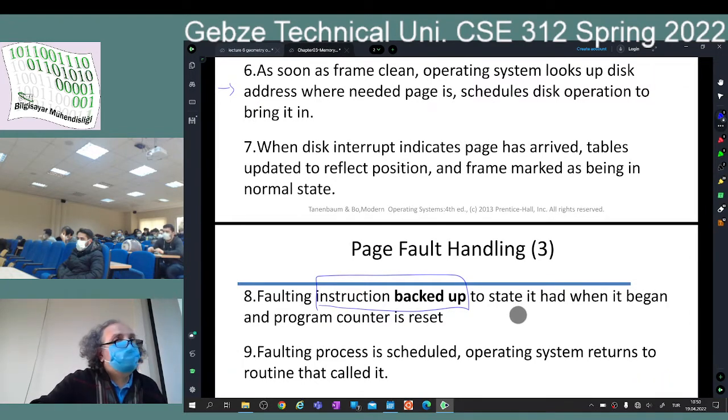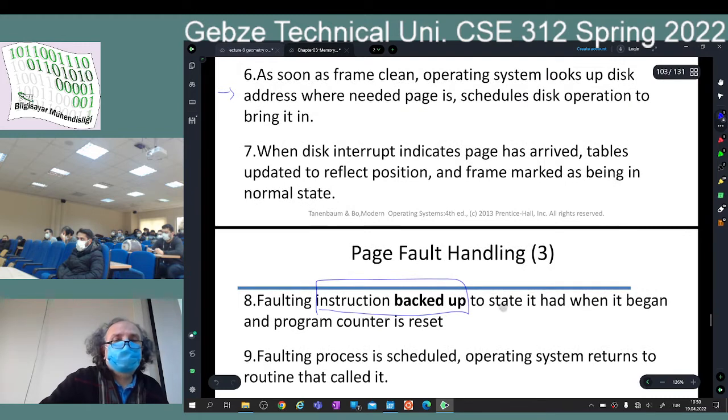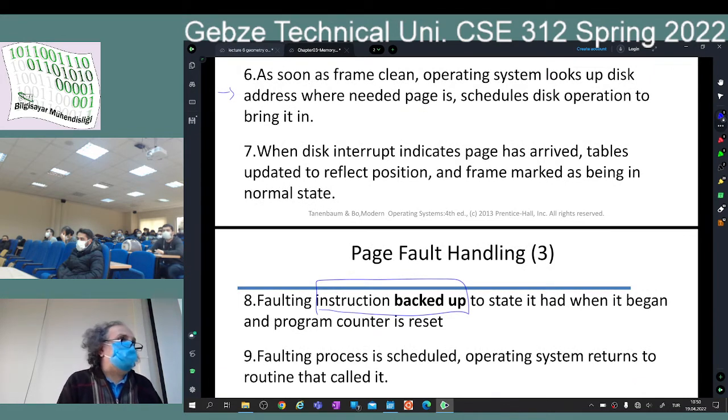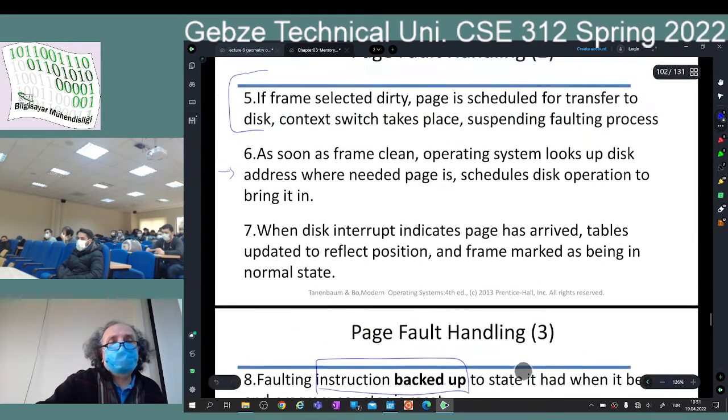Remember this one? When the interrupt happens, I am in the middle of an instruction execution. Most of the time, this is simple, but with pipelined systems, it is very difficult to know where I am exactly in terms of execution of many instructions at the same time with the pipeline structures. So it was difficult. So the same problem here again.